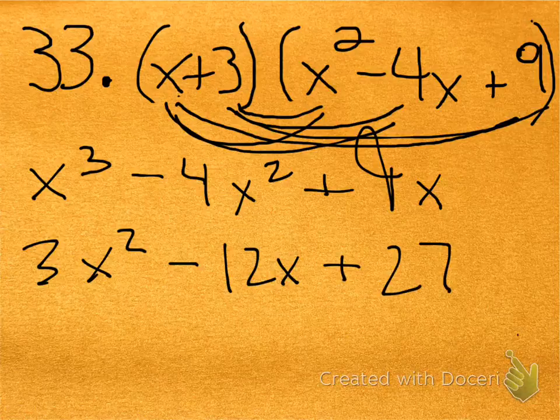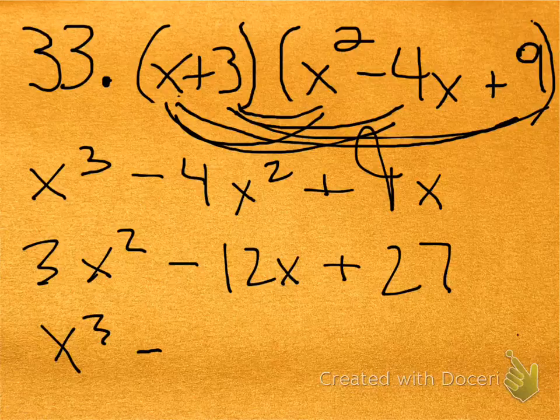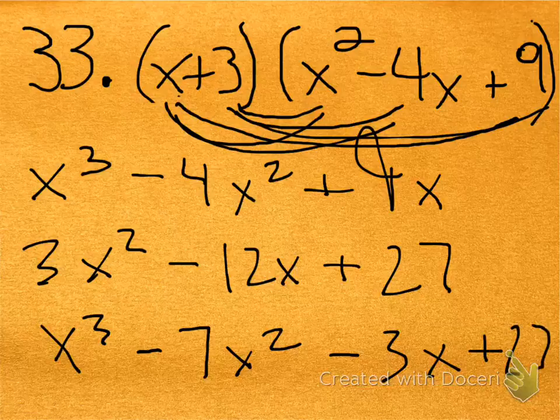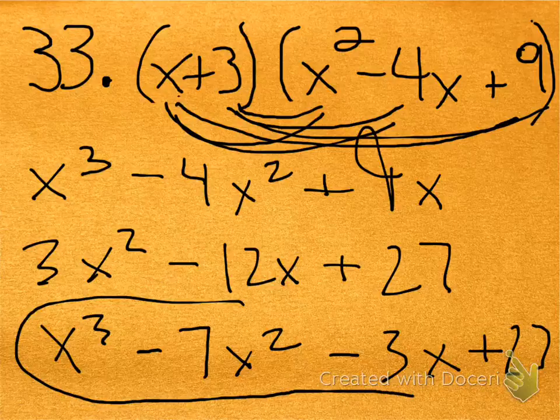And then you're going to want to cancel out and add like terms. So x to the third, then minus 4 plus 3, so 7x squared, then minus 9 minus 12, so negative 3x plus 27. So your final answer is x to the third minus 7x squared minus 3x plus 27.